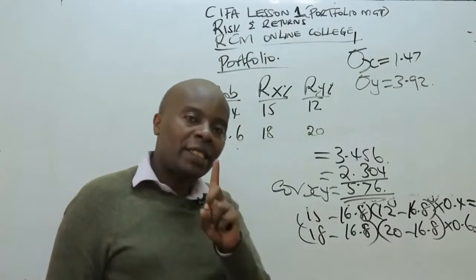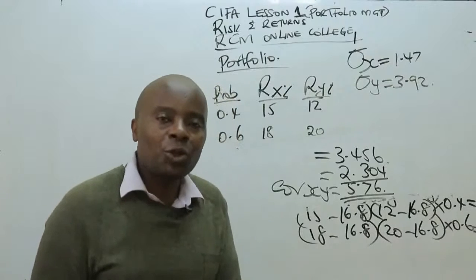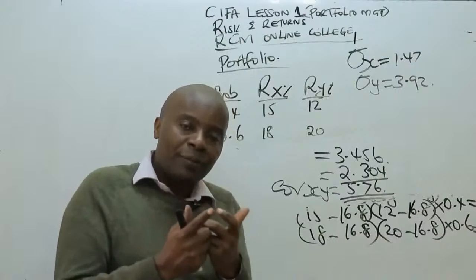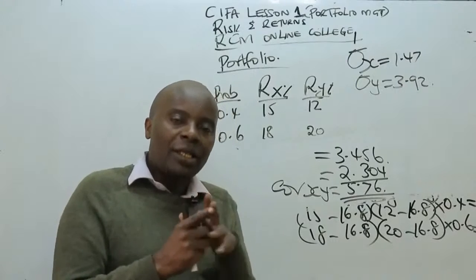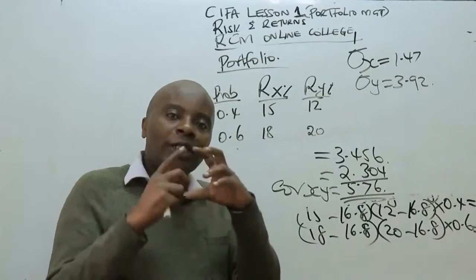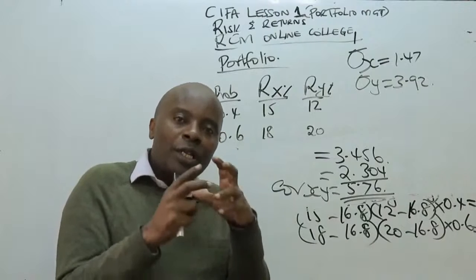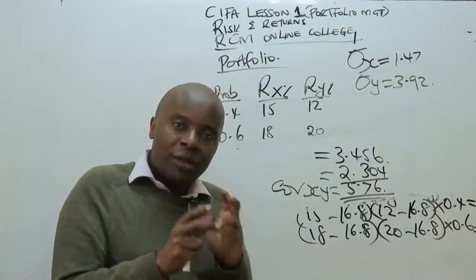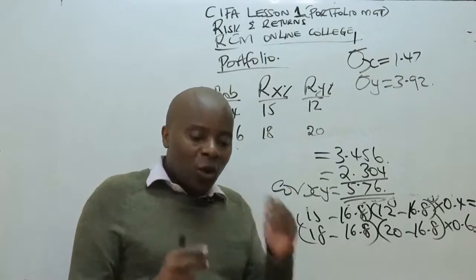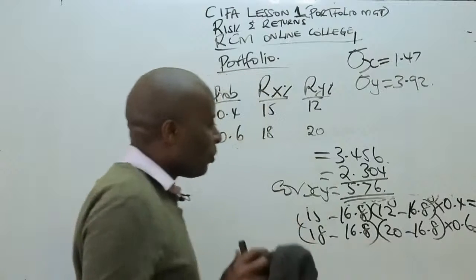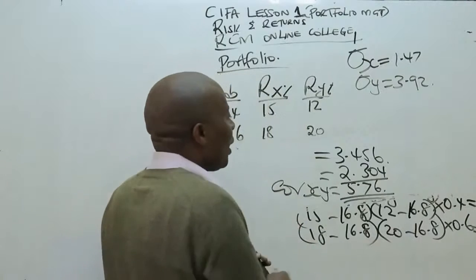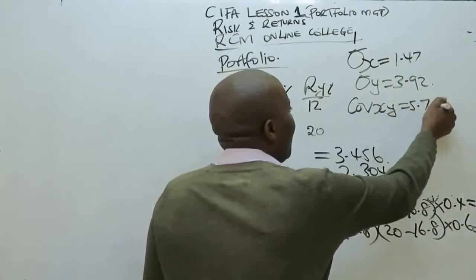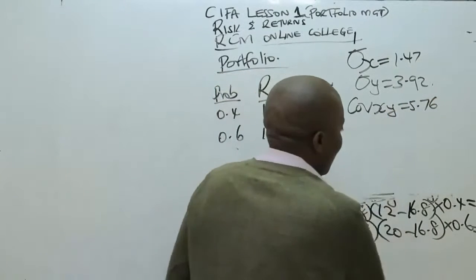Now, the first thing, whenever these examiners tell you to ascertain the standard deviation, which is a measure of risk, the standard deviation of the portfolio, the first thing that you need to do is to give us that covariance, that association between these two securities. And once you have that association between those two securities, ladies and gentlemen, then getting the standard deviation will be a walk in the park.